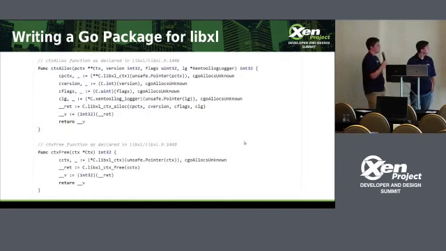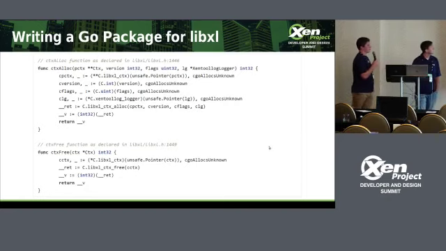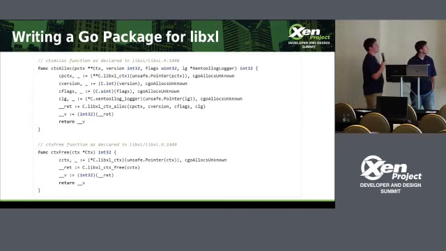So here's a couple of examples of what c-for-go will generate. We have the libxl context alloc and free functions. And although they would be very straightforward to write, they would be very tedious. And so it just expresses how nice the code generation is.